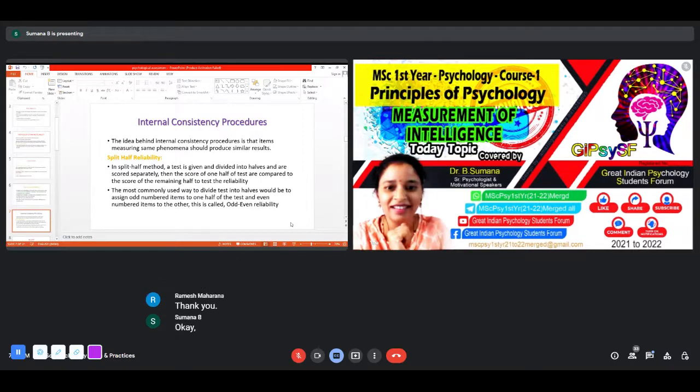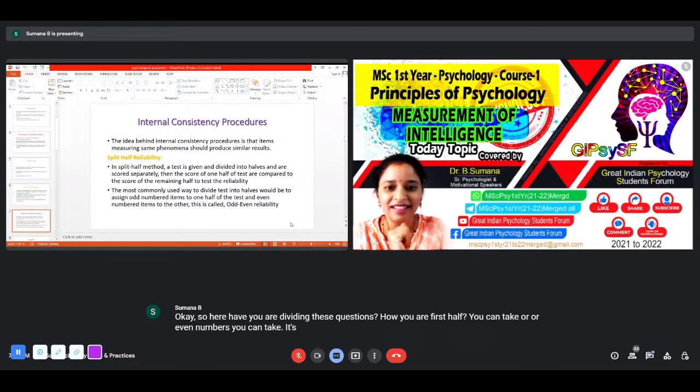Here, how you divide these questions, whether you take the first half, or odd and even numbers, depends on the researcher and how he wants to divide the questionnaire.